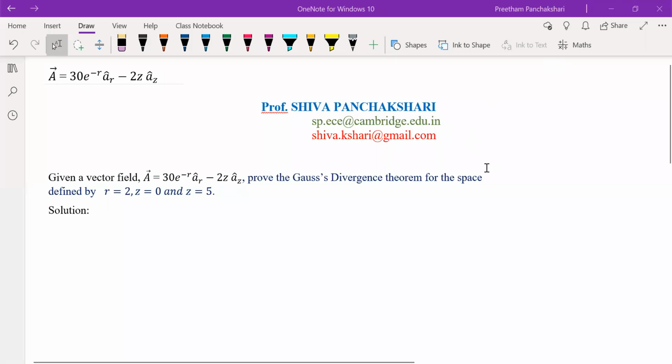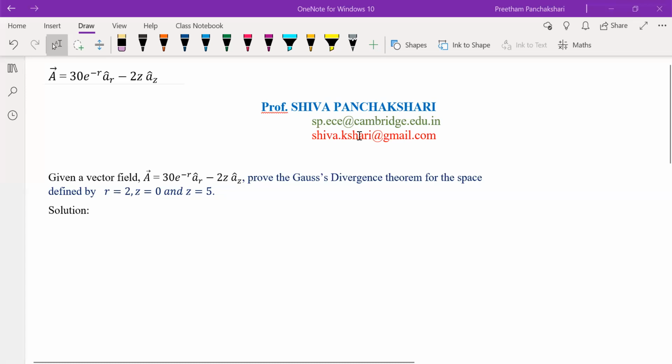In the previous videos, we have learned how to prove Gauss divergence theorem for flux density vectors given in rectangular coordinate system and spherical coordinate system. So with the help of this problem, we shall understand how to prove Gauss divergence theorem for a vector in cylindrical coordinate system. Okay. Let us look into the problem.